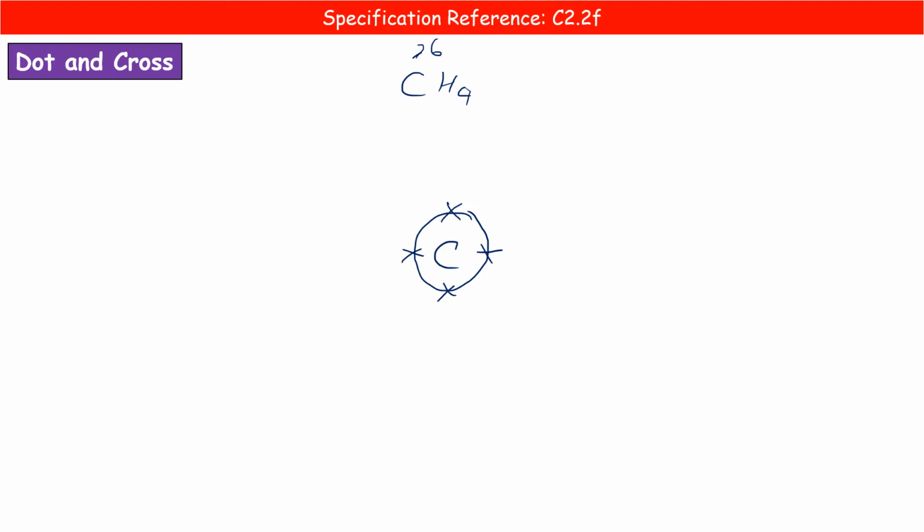Then, because this is the second shell, it can hold up to 8 electrons. Hydrogen has the atomic number 1. It has 1 electron in the outer shell, which can hold a maximum of 2. So what we're going to see is our hydrogen is going to overlap and therefore share its electron with one of the carbon's electrons. We have 4 hydrogens, so that means we see that happening with each of those individual electrons from the carbon.